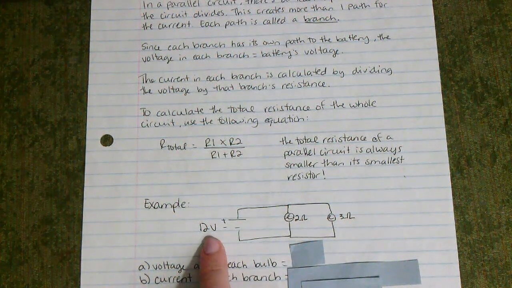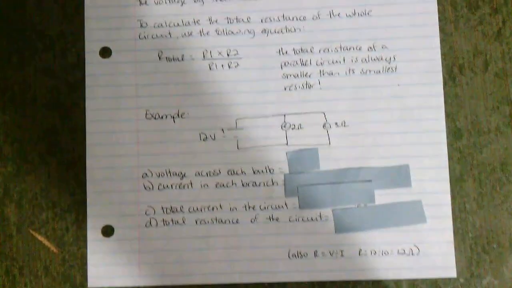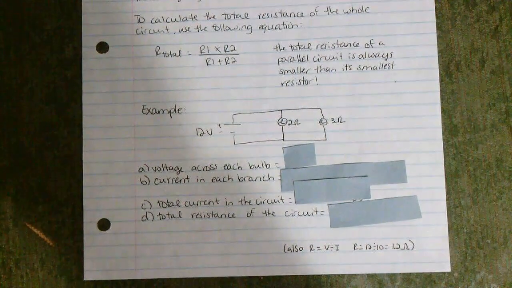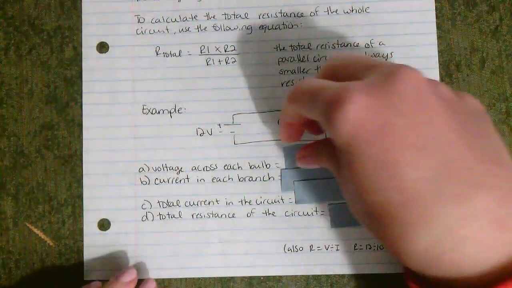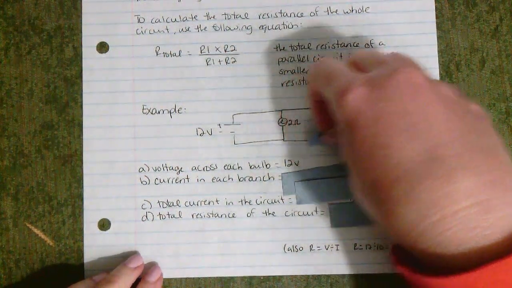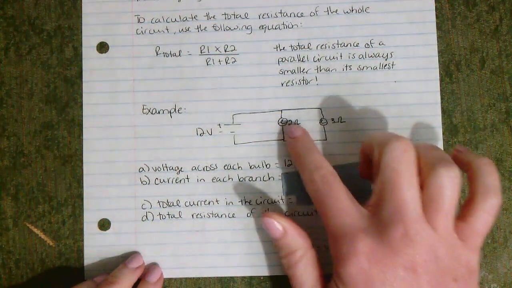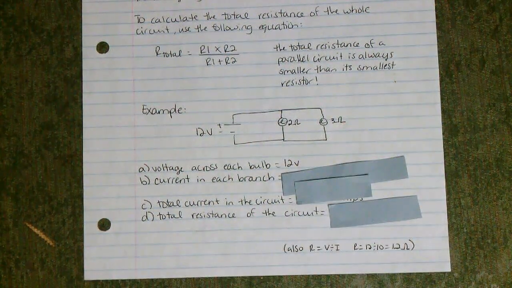So what's my battery's voltage? 12. Okay, I'm going to just move this ever so slightly so we can see it. There we go. And so my answer here for the voltage would be 12. Each bulb is getting 12 volts. Now, what about the current in each branch?